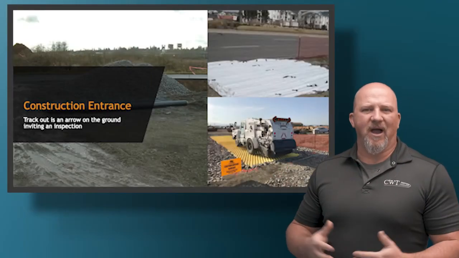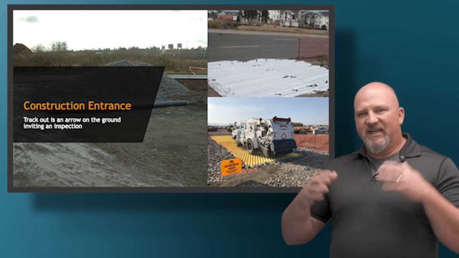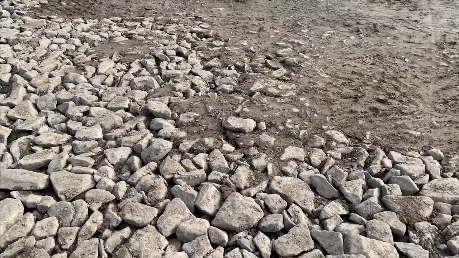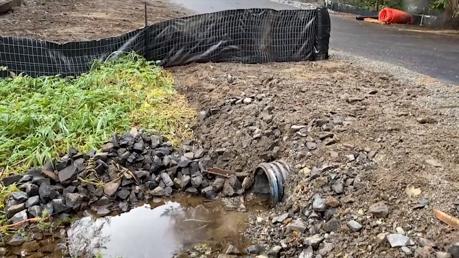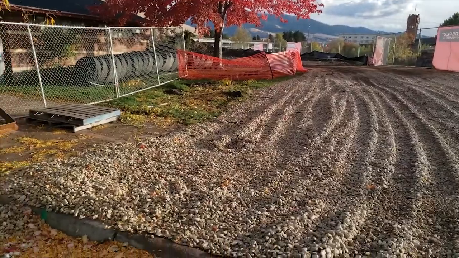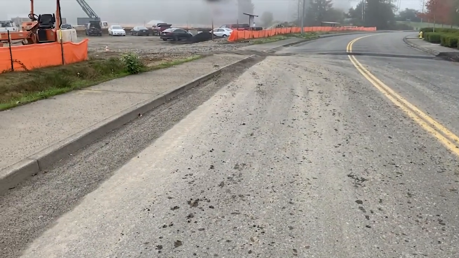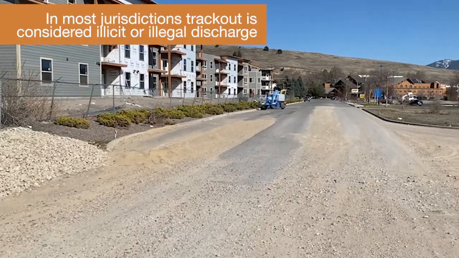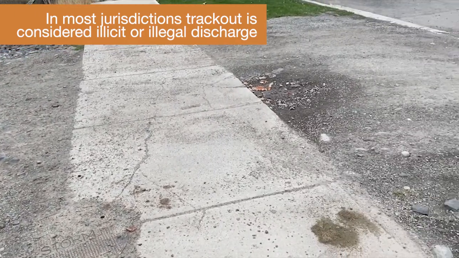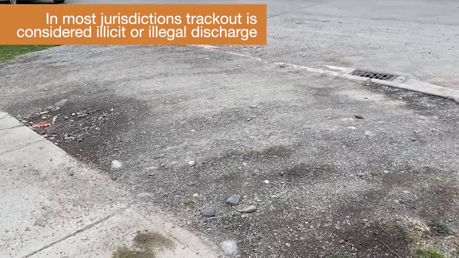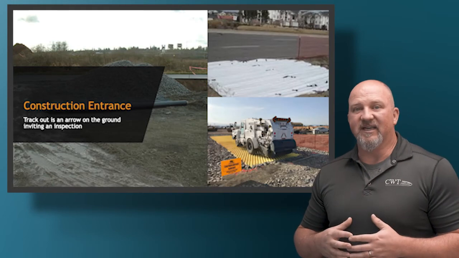I want to talk a little about construction entrances and getting on and off your project. These are high traffic areas where you're going to disturb a lot of soils and you need to have good transition zones. We're not just talking about big projects here, we're also talking about the small projects as well. What we want to prevent is track out, or sometimes we call these slug trails coming off the site. It's an arrow pointing right back to the project and showing that you're not controlling your pollutants. We want to make sure that we're retaining the soil on the project and not allowing it to leave.